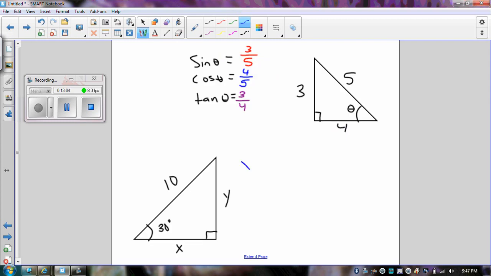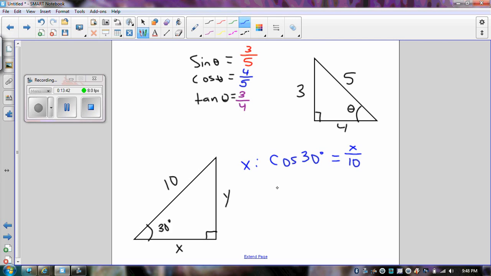So to solve for x, I'm going to write this out to the side: I'm going to take the cosine of 30 degrees, and I know that that's equal to adjacent, which is my x, over hypotenuse, which is 10. Now at this point, we need to actually calculate what cosine of 30 degrees is. This is where a calculator would come into play. Make sure that your calculator is in degrees and not radians, because that's a big mistake a lot of students make. So if you're using a calculator for perhaps pre-calculus or calculus, be sure you're not in radians.